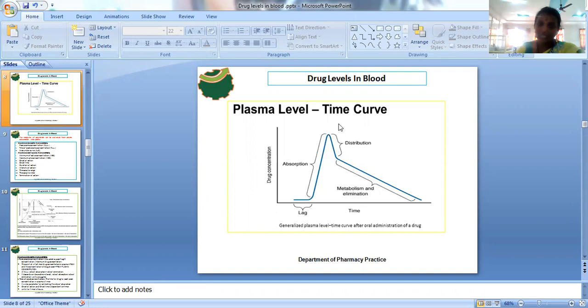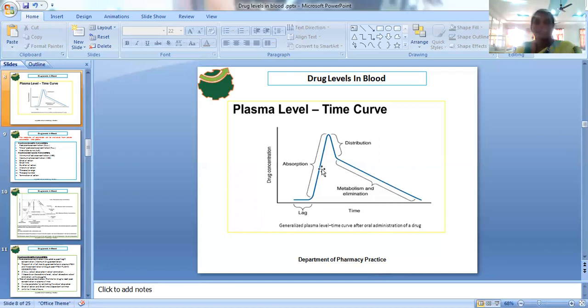Simply, you can say that once the drug is administered through the oral route, the whole drug experiences all four pharmacokinetic processes: absorption, distribution, metabolism and excretion. Depending upon the route of administration, the plasma concentration time profile will vary.